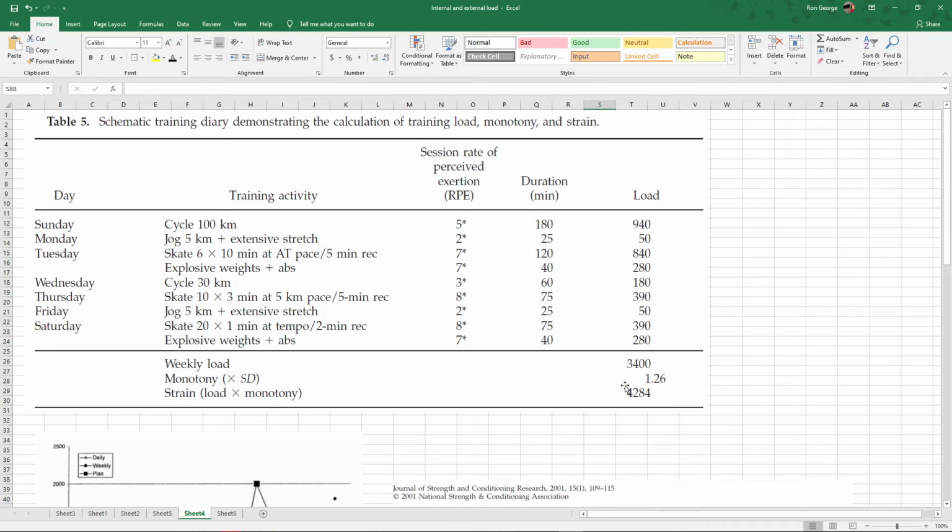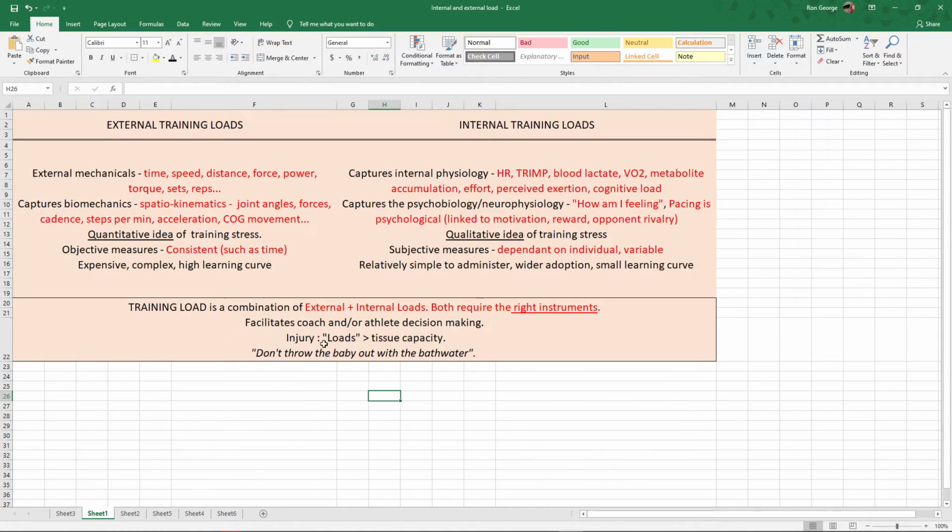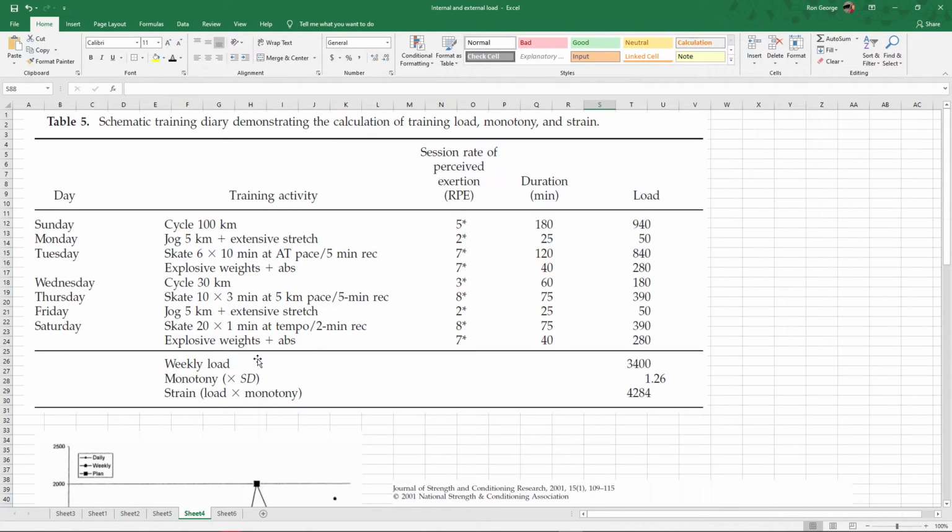Over long periods of time, say multiple weeks, you want to monitor the strain. And something we described here, the injury is when the loads increase and exceed the tissue capacity. So strain is what you want to monitor from week to week. And maybe in the fourth week, the athlete gets injured, you can actually look back into the training diary and look at the weekly loads and the strains.